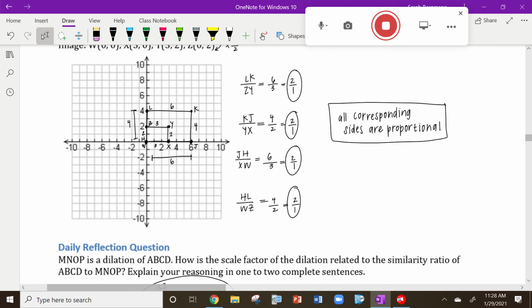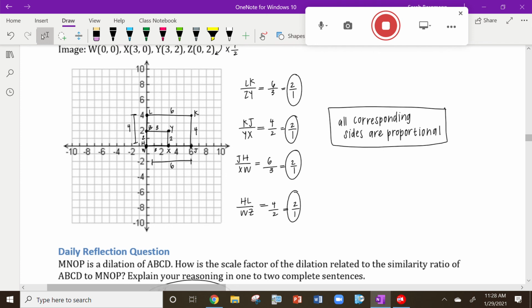All right, I want you to think about this. Be careful with this order, okay? It says MNOP is a dilation of ABCD. How is the scale factor of the dilation related to the similarity ratio of ABCD to MNOP? So make sure you do it in this order, ABCD to MNOP, all right? Explain your reasoning in 1 to 2 complete sentences.